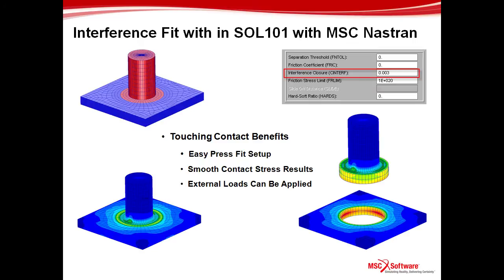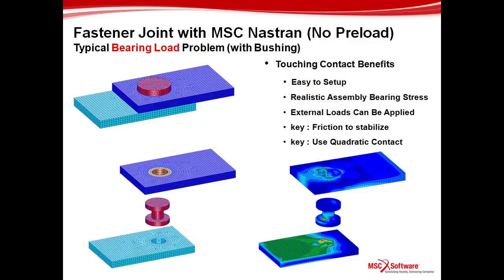Another benefit of touching contact is the ability to do interference closure. So if you have press fit type assemblies, you don't have to worry about making the mesh initially penetrated. You can just mesh at the nominal position and type in a number that will satisfy this interference fit. Then you can validate the interference as a starting point and apply external loading afterwards. Here's an example with full 3D contact with 3D model plates and a shear pin. In this case, we haven't applied preload, just to illustrate the shear recovery of the results and the smoothness of the stresses. This is very easy to resolve in Solution 101 with MSC Nastran.